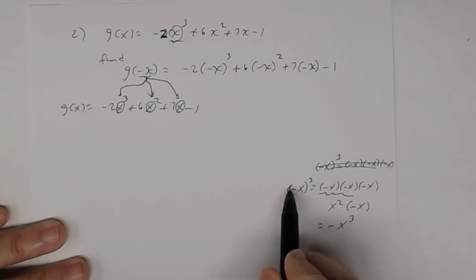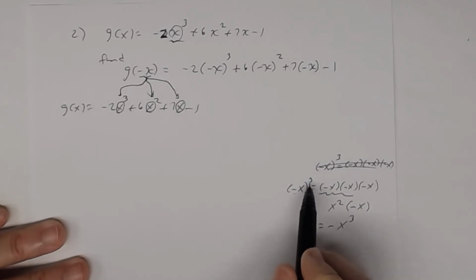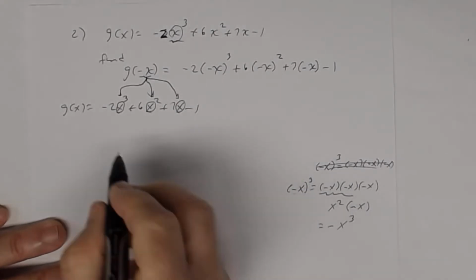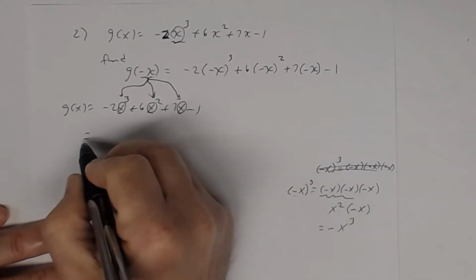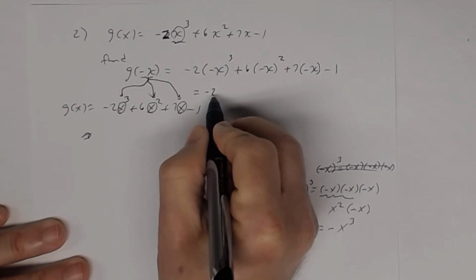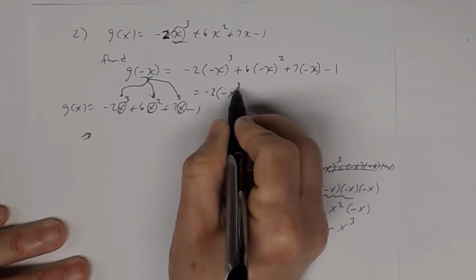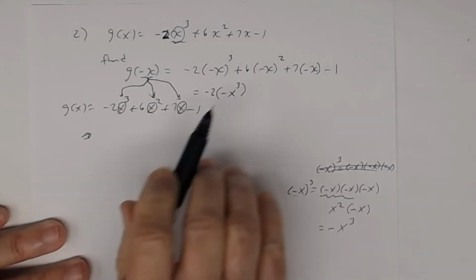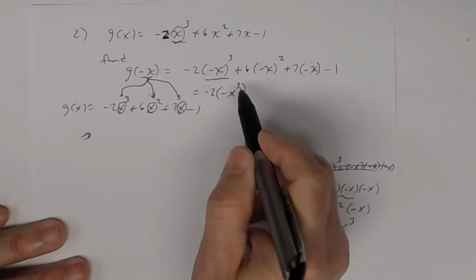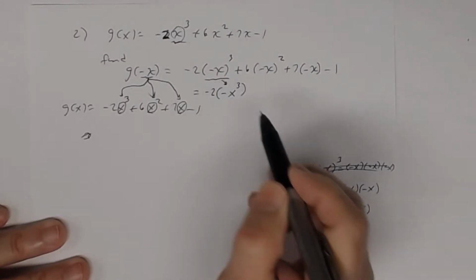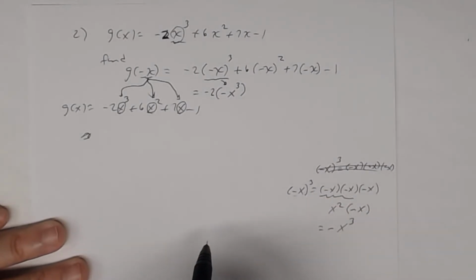So negative x to the third power is negative x cubed. So right here, that becomes negative 2 times a negative x cubed. Okay, so negative x in parentheses raised to the third power is just negative x cubed.